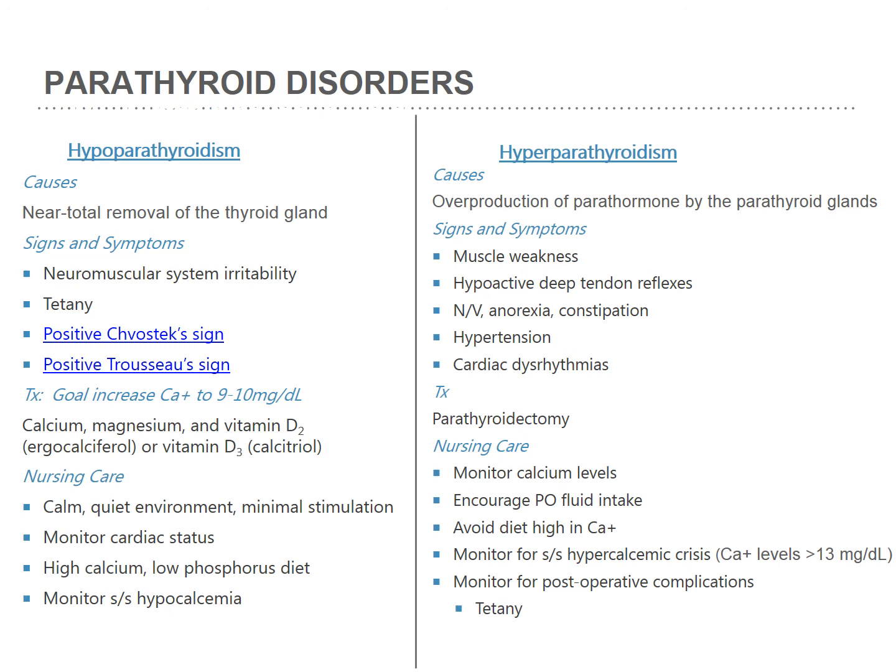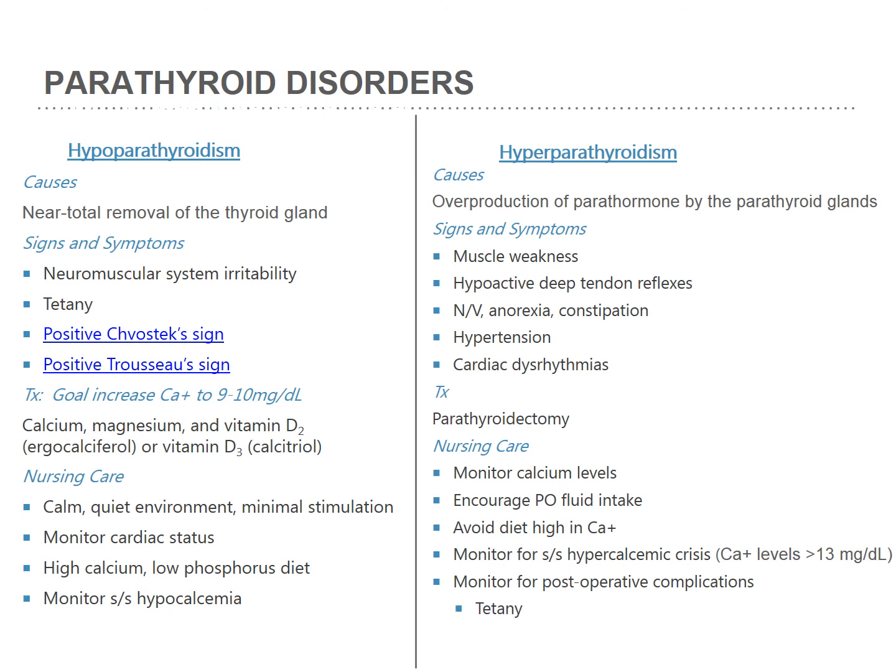For their diet, you want a high calcium, low phosphorus diet, because when I have a low calcium in my blood, you're going to have a high phosphorus level. So they're going to be opposite. So when you're having someone with hypoparathyroidism, you increase their calcium intake and you want to keep their phosphorus intake low, okay? And you monitor for signs and symptoms of hypocalcemia.